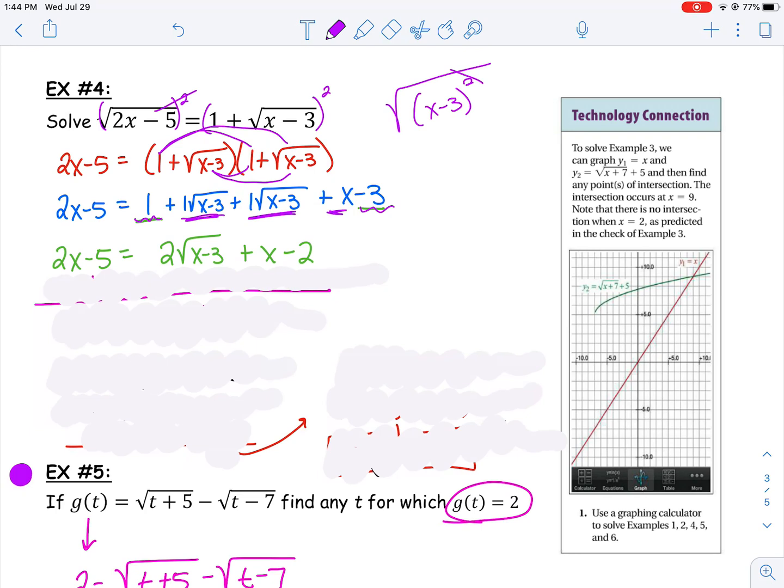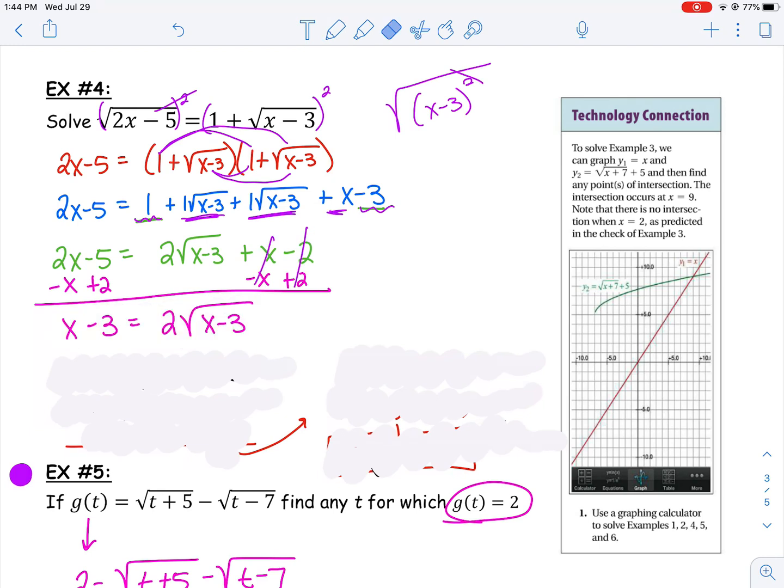On the left side, I have a 2x minus 5. Okay, you notice that I still have a radical left in my problem, and we're still trying to get those radicals all by themselves. So what we want to do is try to get that radical by itself still. You notice that there's an x and a negative 2 that I want to get rid of. So let's go ahead and subtract x from both sides and add 2 to both sides so I can try to get that radical on that side by itself.